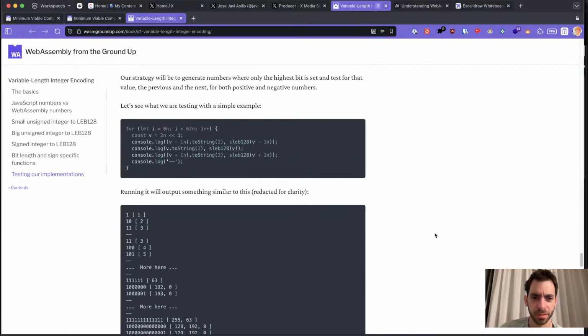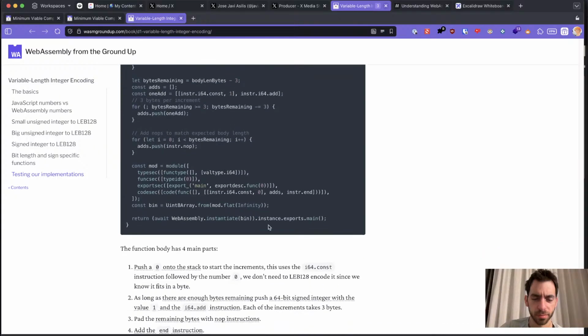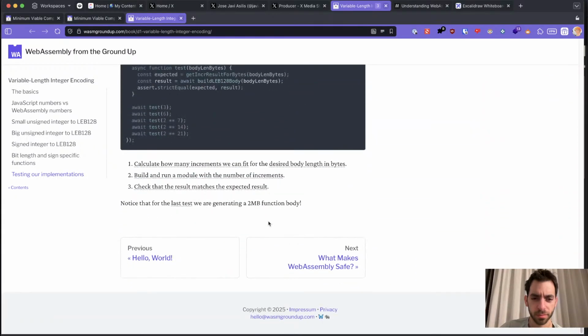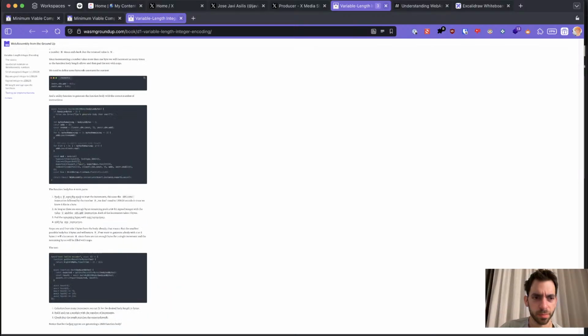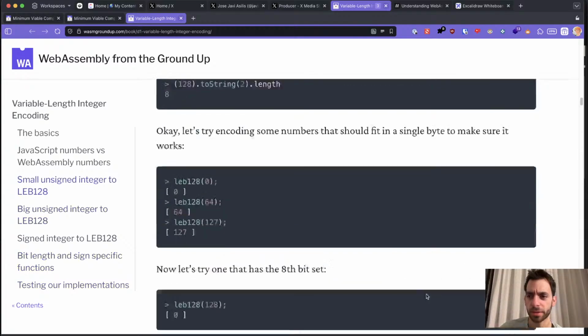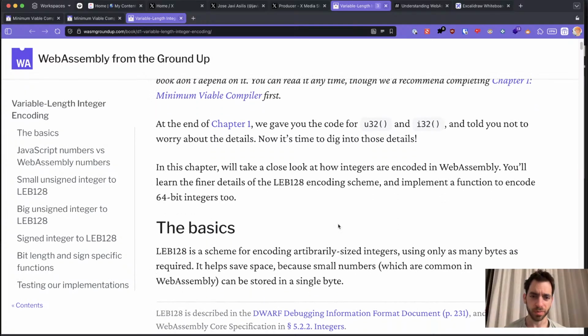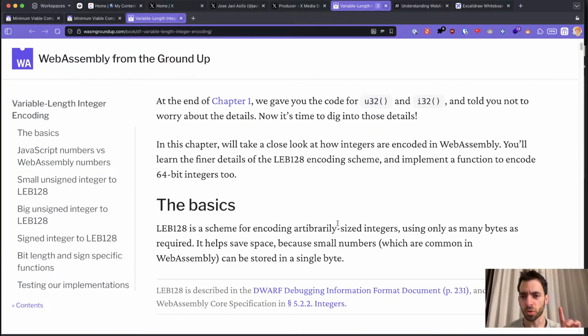Testing our implementations. Okay, let's go, we're going to dive deep today. Variable length integer encoding. This is a deep dive chapter that's strictly optional, but we're going to cover it. At the end of chapter 1, we gave you the code for U32 and I32 and told you not to worry about the details. Now it's time to dig into those details.